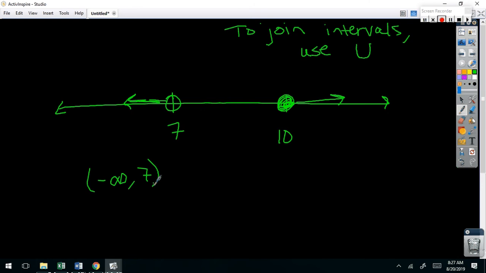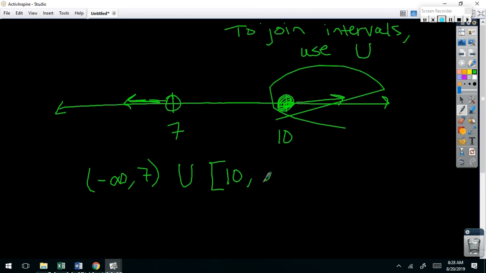Now I need to join it because it stops right there, and I need to join it with this piece. So now I'm going to describe that set. Does that make sense to everybody?